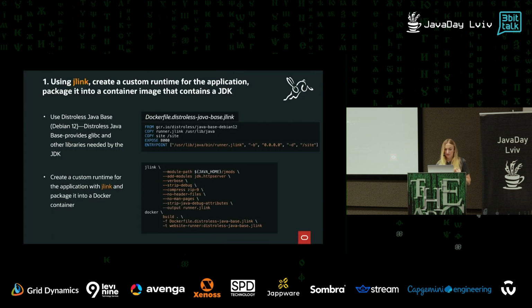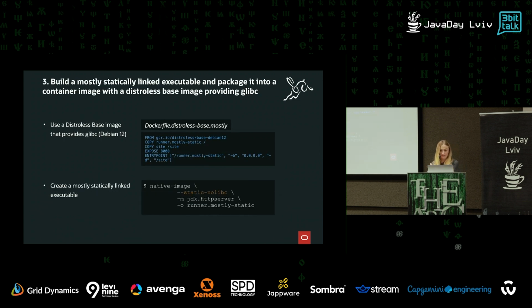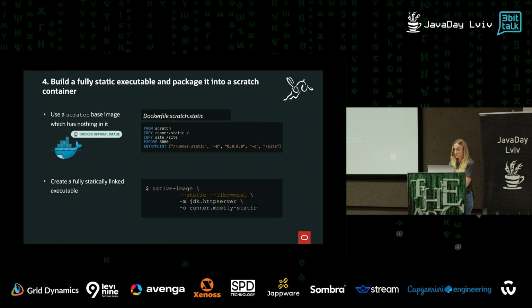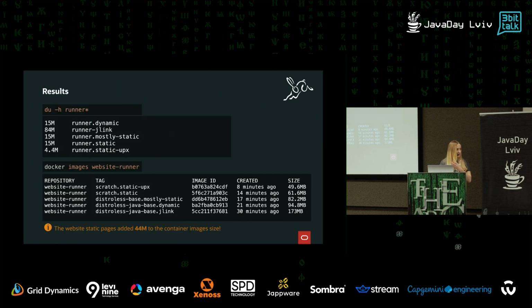So just to recap what we did, these are the same Docker files and the build scripts. For JLink, for dynamic image, then we have mostly statically linked image, then we have the Scratch container and the static image, and finally we have the compressed version. And these are the results we just saw. At the top of the file, you see the file sizes for executables. These are the executables I created on the machine, on a remote Linux host. Down you see the sizes of Docker containers.